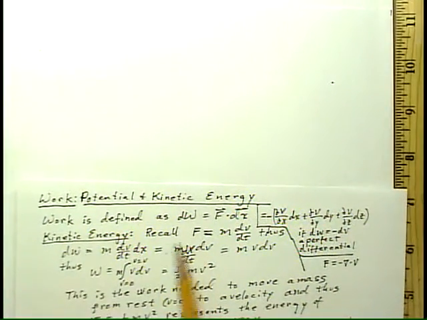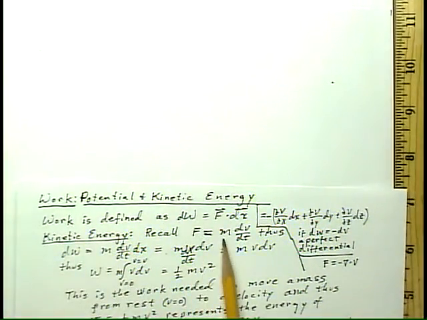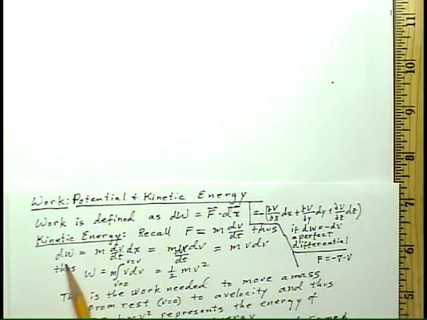We also recall for kinetic energy that the force is the mass times the acceleration, or the time derivative of the velocity. Thus, as we do in introductory physics, we can write the change in the work as m dv/dt dx. Then we can take the dt, put it under the dx, and write that as the velocity. So we now get the infinitesimal change in the work as mass times velocity times change in velocity.